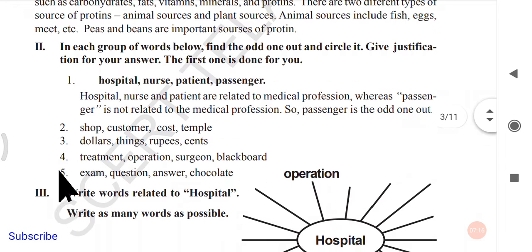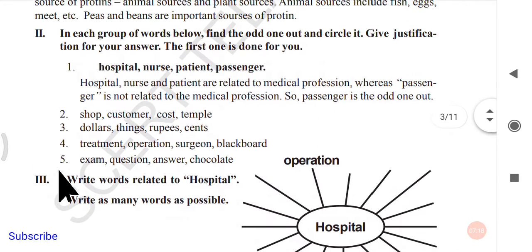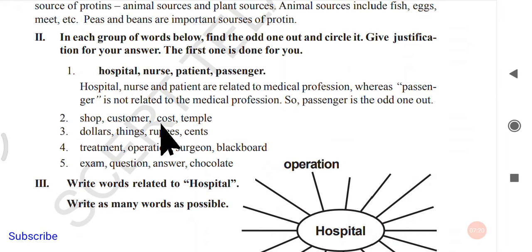Next we have the second one here. Shop, customer, cost, temple. What is the odd one out here? Of course, temple, because shop, customer, cost, everything is related to shops. If there is a shop, there is a customer. If there is a customer, of course he has to buy something and there will be a cost for that. But temple is completely different from this.